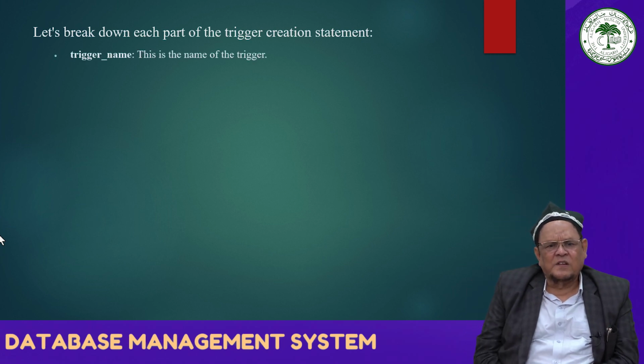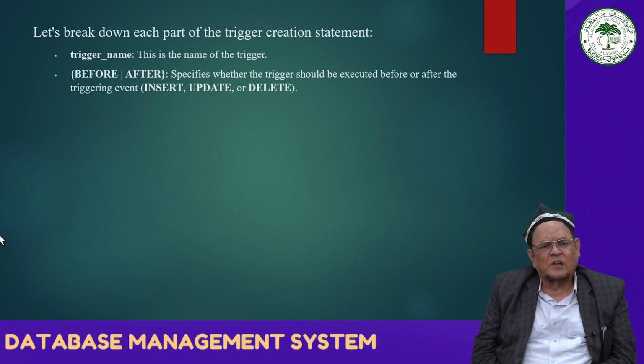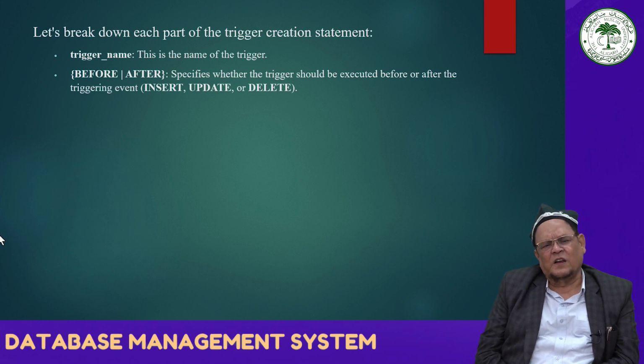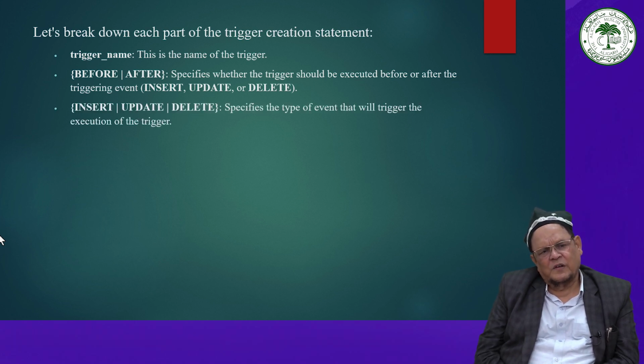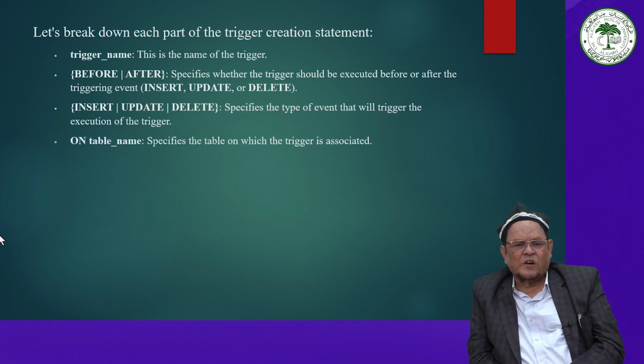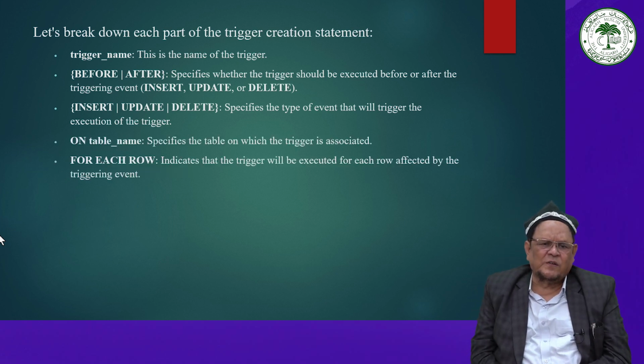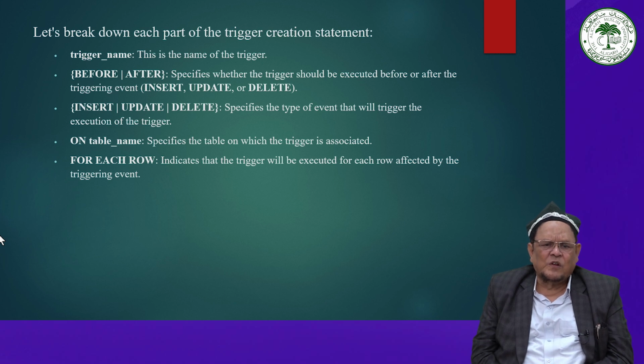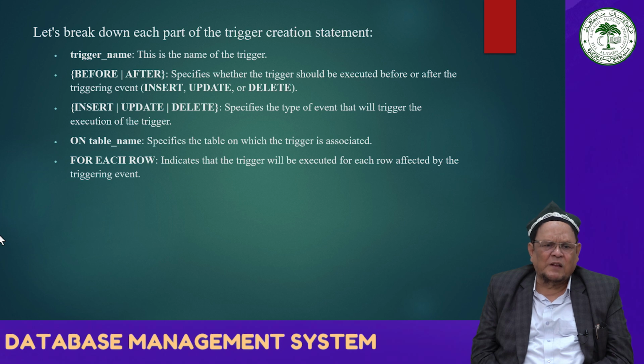Trigger name, this is the name of the trigger. Before, after, specify whether the trigger should be executed before or after the triggering event: insert, delete, update. Insert, update, delete specify the kind of events that will trigger the execution of the trigger. On table name, specify the table on which the trigger is associated, and for each row indicates that the trigger will be executed for each row affected by the trigger event.